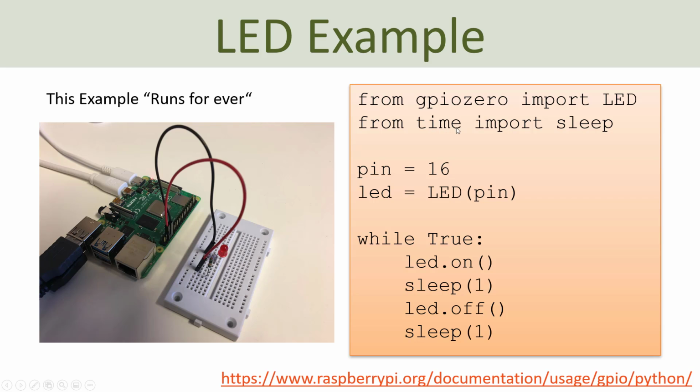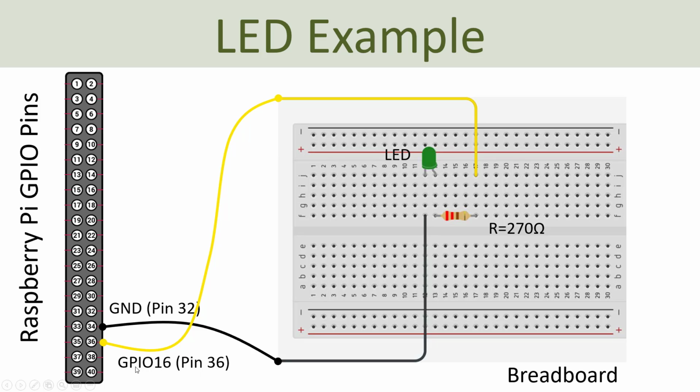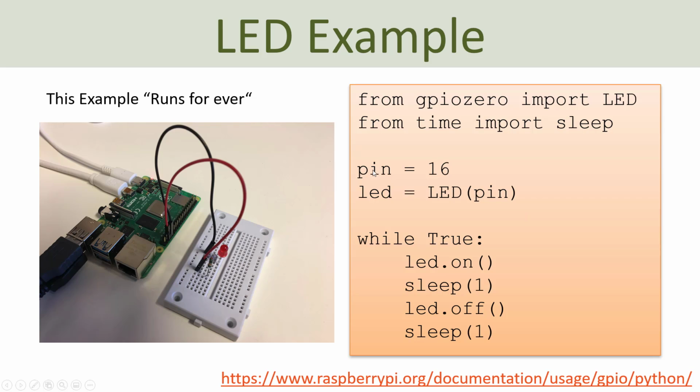In addition, I have to use a function in the time library as well. Then we need to specify which pin we are using. So we are using general purpose input-output pin number 16. Then we set the pin to be number 16, and then we just define or connect the LED to that specific pin using this LED function of this general purpose input-output zero library.